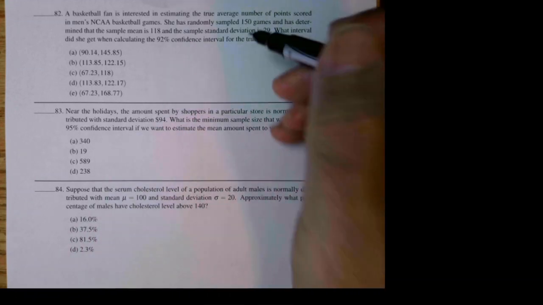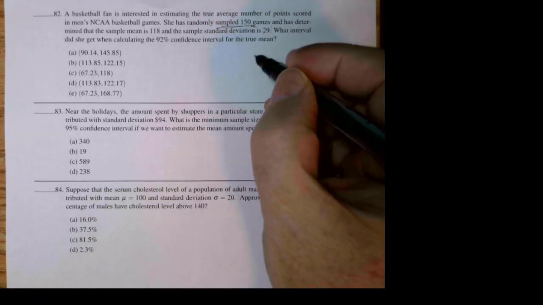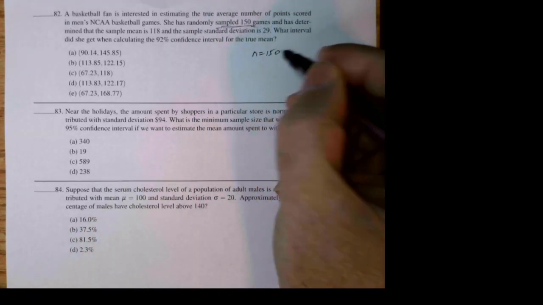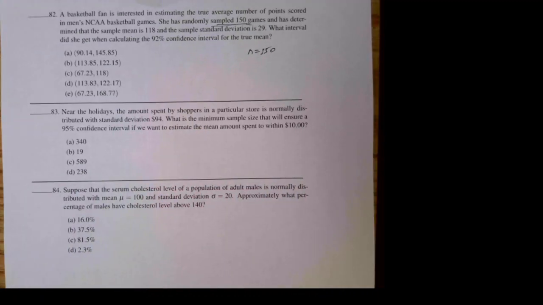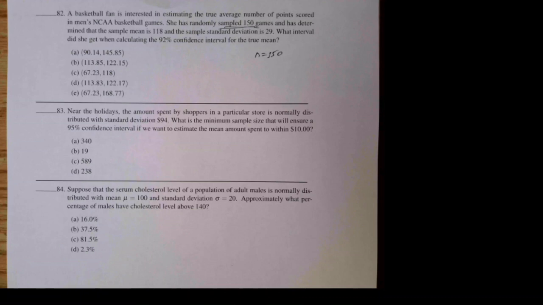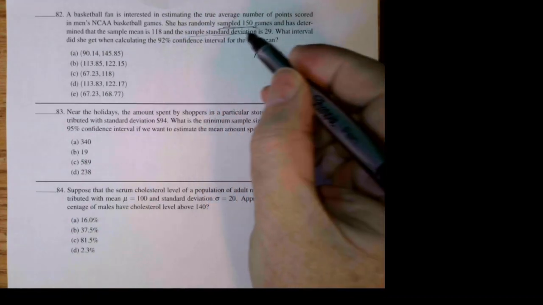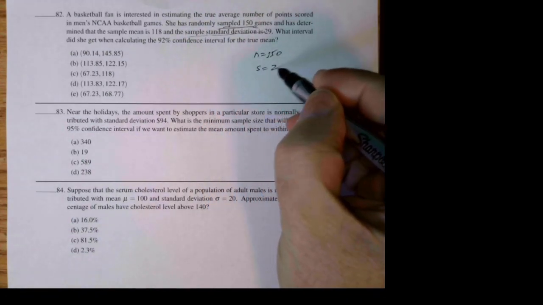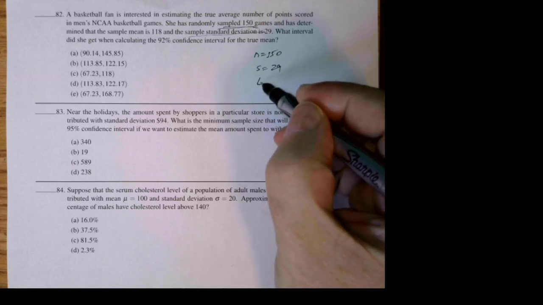Can she use the CLT? She can. She's got n equal 150. Right? That's plenty big enough. Second, is this a z-test or z interval or t interval? It's a z interval if she has the population standard deviation, but she doesn't. She has the sample standard deviation. Right?